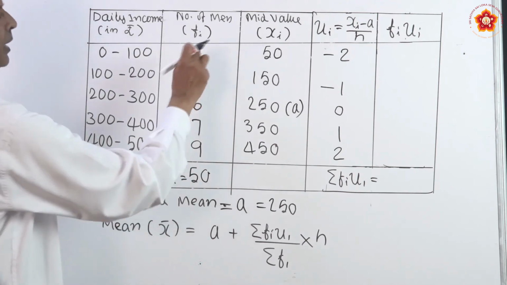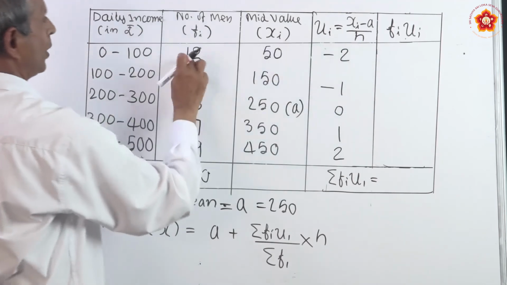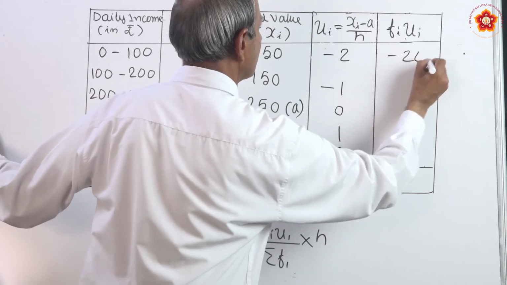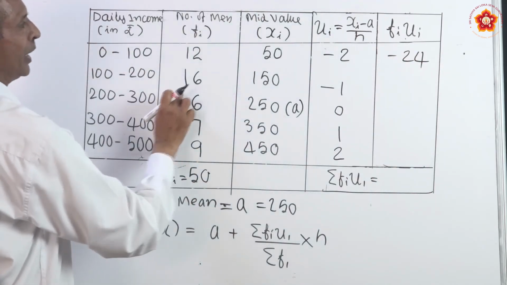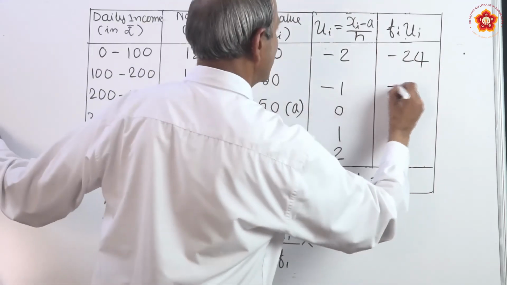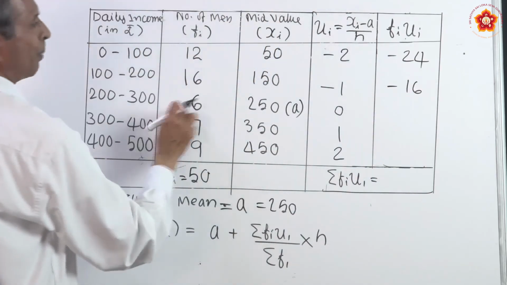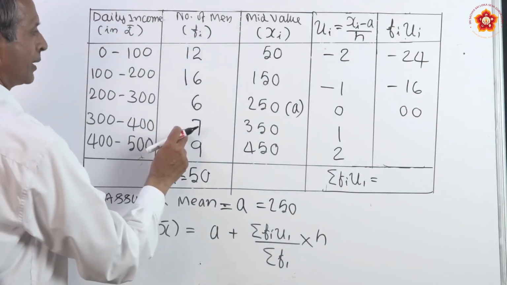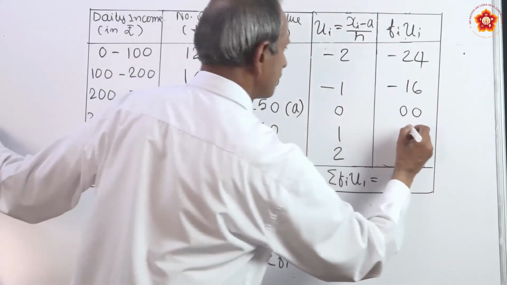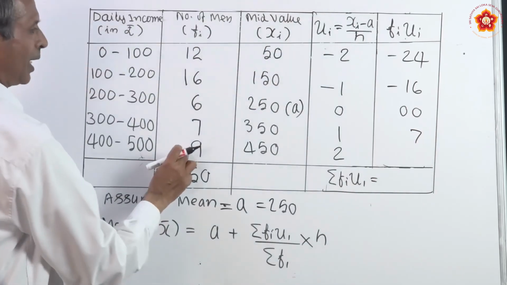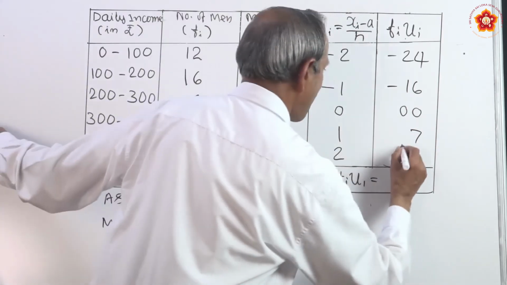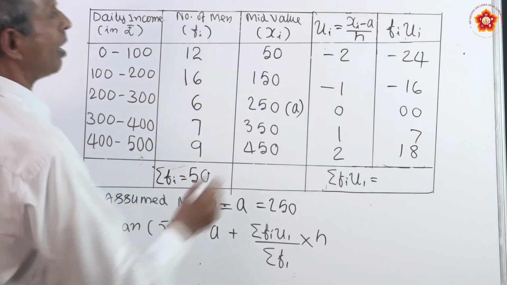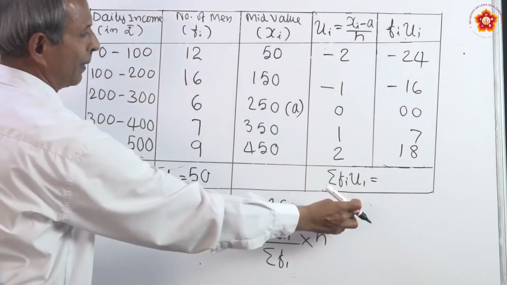Now you have to multiply fi into ui. 12 into minus 2, you will get minus 24. Then 16 into minus 1, here minus 16. 0 multiplied by any number, you already know, is 0 only. Then 7 into 1 is 7. Here 9 into 2 is 18. After this, you have to sum up all the values of fi ui.